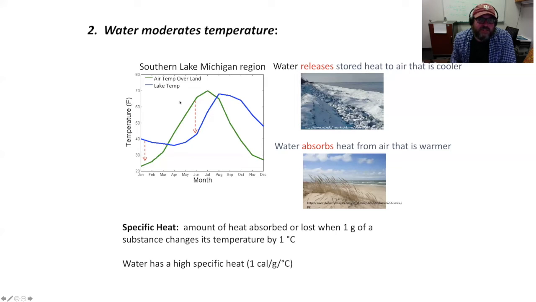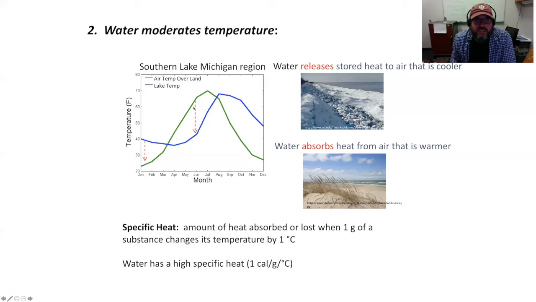If you look at air temperature in green here, you can see these wild swings in air temperature where it's really high in June and July and really low in January, December, and November. But the water temperature doesn't fluctuate nearly as much. It takes a lot more energy to change the temperature of water.